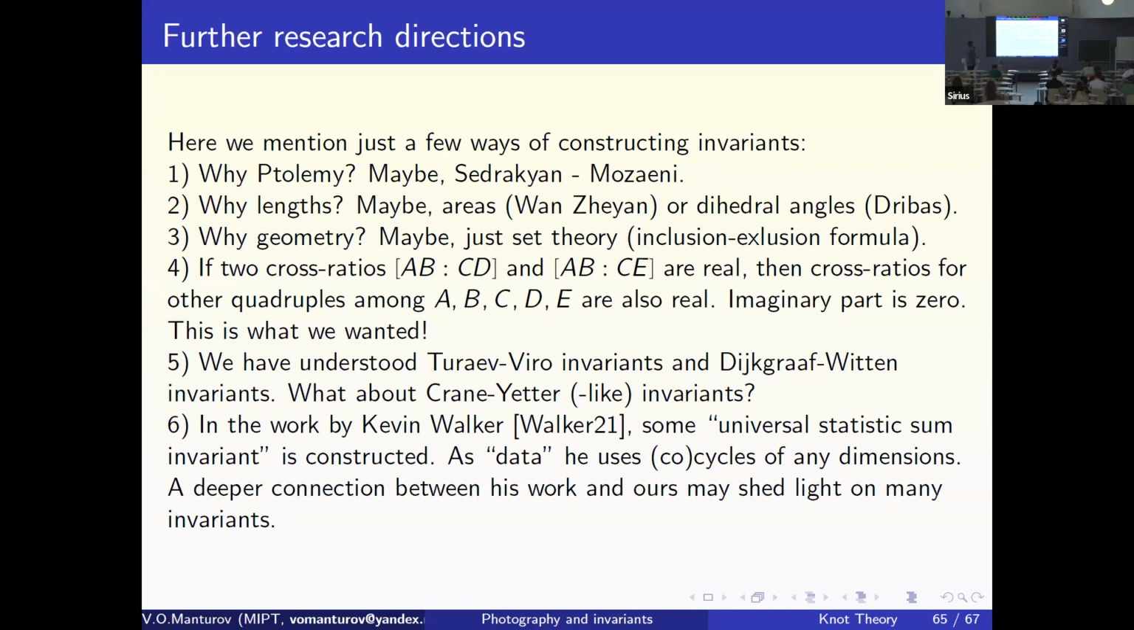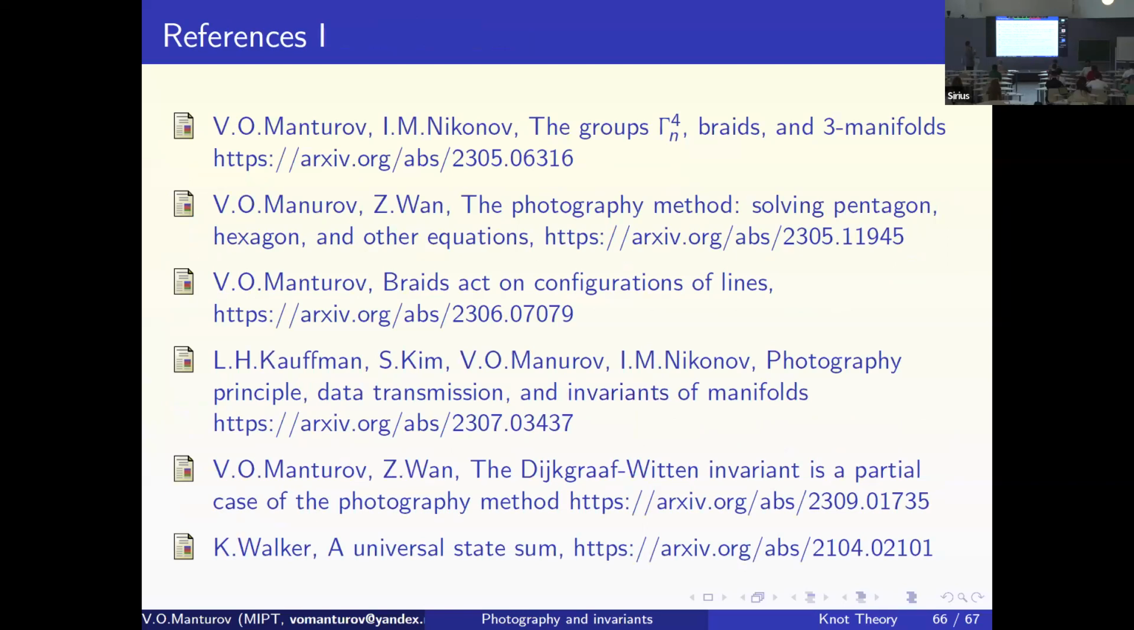Well, actually, one can play with cross ratios. For example, if 4 points are on the same circle, this means that we have in complex numbers some cross ratio to be real. And if for 2 quadruples it's real, then for the remaining 3 quadruples it should be real, and that presumably should give rise to invariance of 3-manifolds. It's not yet done, but well, of course, we understood de Graaff-Witten. It's better to understand Crane-Yetter. Of course, it's challenging to understand the work by Kevin Walker, and this is what we are doing now.